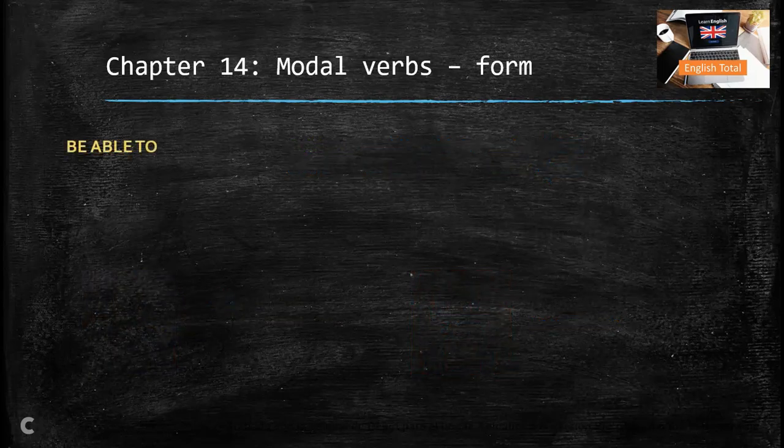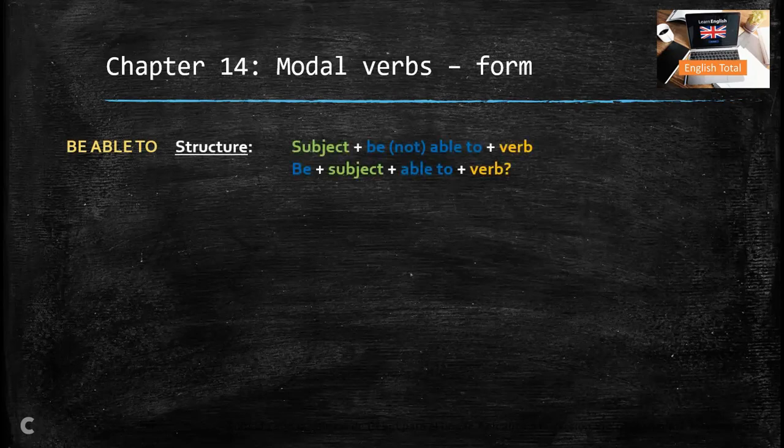The next modal is be able to, and the structure is as follows. You'll see it's nothing new really. First the subject, followed by be able to, and then the verb in infinitive form. In order to form a question, you start with the verb to be, followed by the subject, then the phrase able to, and finally the verb in infinitive form. Note that this is the only modal that requires the use of the verb to be. This means that you can use it in different tenses.